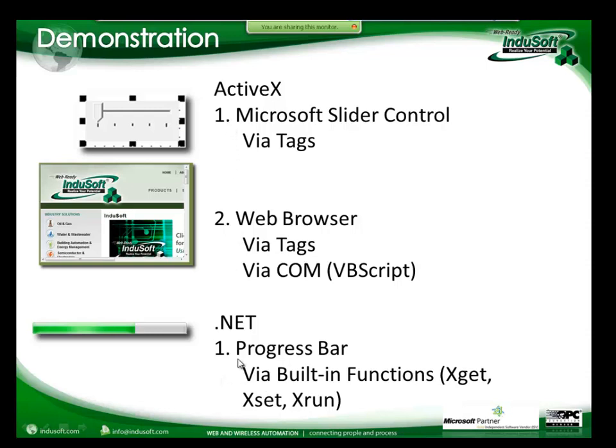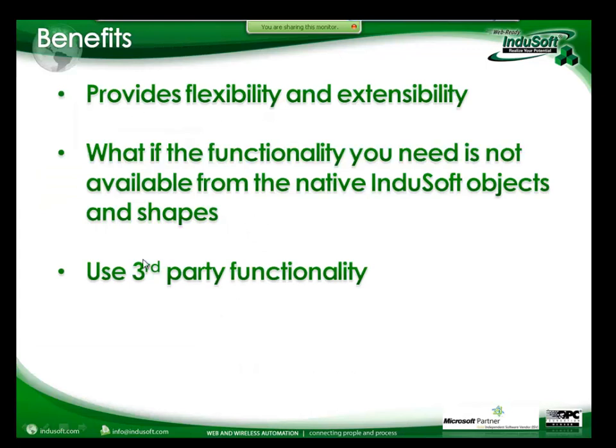A question that came up in this morning's sessions: do you really need the xget, xset, and xrun? Yes, because within the VB script, where you use the object name dot the property, method, or event, that only works with ActiveX objects. It does not work with .NET, because that's using the COM interface as opposed to the .NET interface. So why would you want to use this?